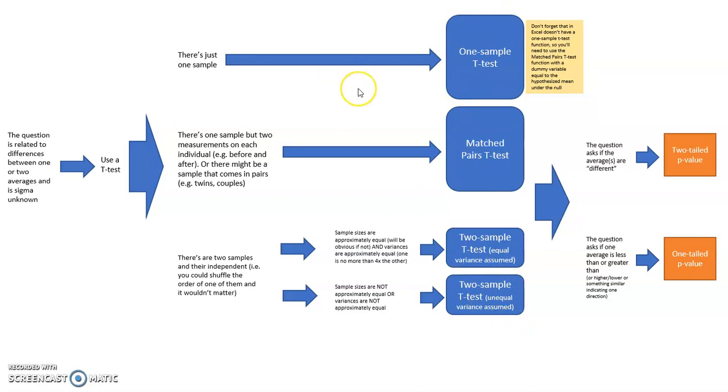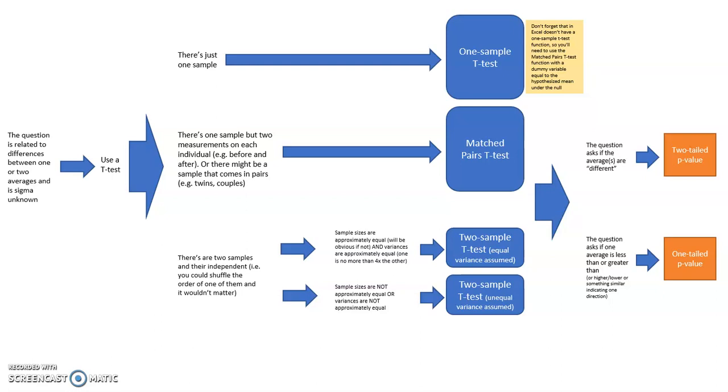Okay, so the 1-sample t-test is the easiest decision to make. If there's just one sample, then you use a 1-sample t-test. And pretty much that just looks like you've got one column of data. Now, Excel is kind of stinky because it does not have a function for the 1-sample t-test. So you have to play some tricks in Excel in order to do that. And you can. You just have to use the matched pairs t-test function.